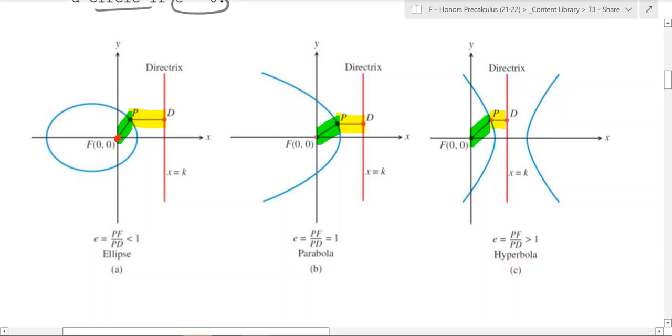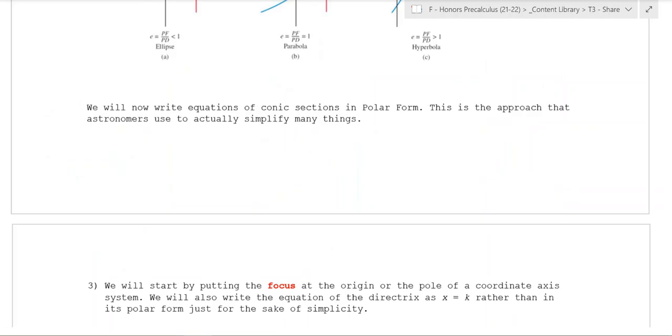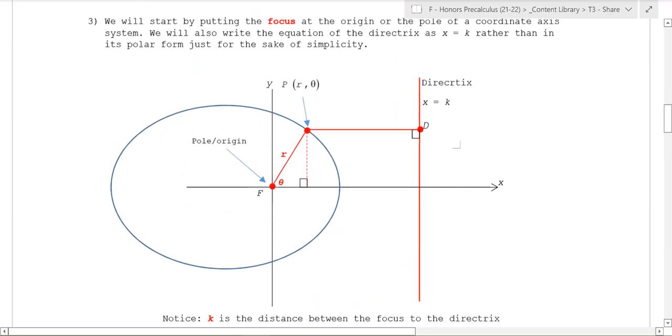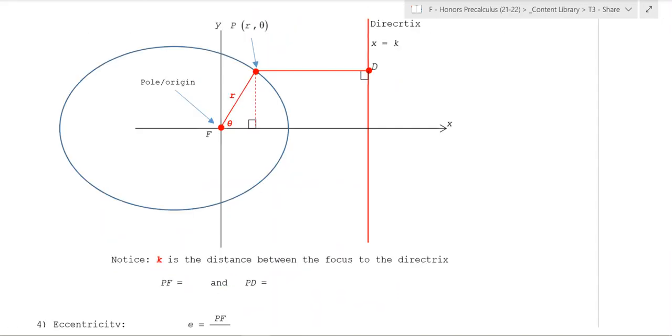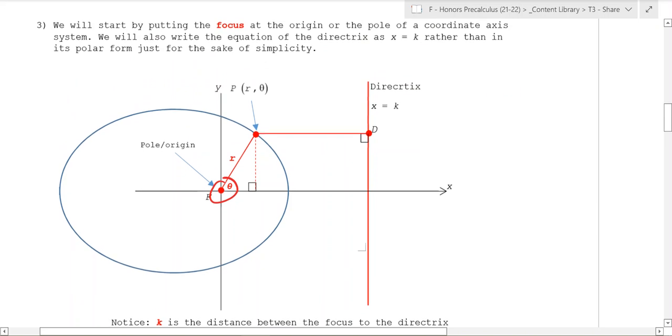So we now can move on. So kind of what's the point? Where do we use this? Well, astronomers use this a whole bunch because there's lots of things that move according to these arcs, and it's much easier to define them this way. So to make things easier, we're going to put the focus at the origin, which is going to be super helpful. It simplifies things a great deal.